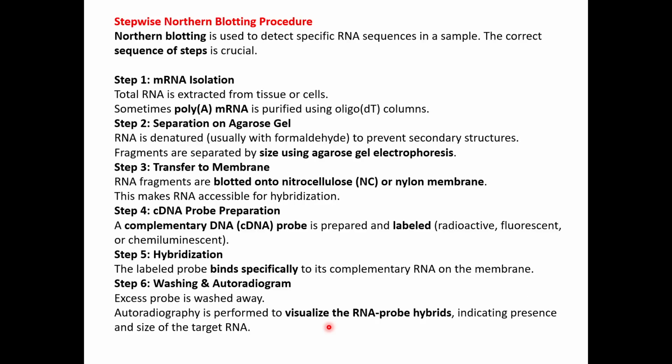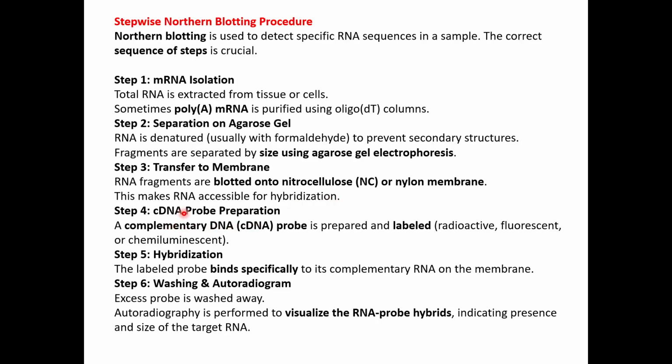Then next is the stepwise northern blotting procedure. So we have already discussed this. We have to first isolate our mRNA, then we have to purify it using oligo dT columns, and then separate it on agarose gel. The RNA is denatured to prevent secondary structure, then separated based on size, and then transferred onto a nitrocellulose or nylon membrane, which makes it easy for hybridization with the probe.